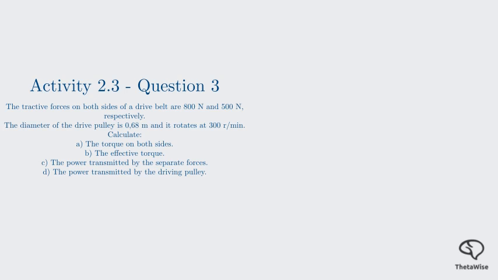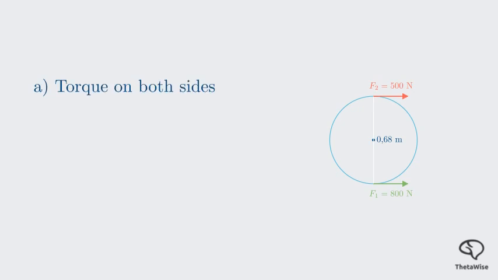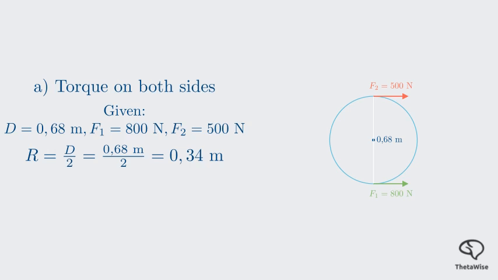This question is a multi-part problem that requires us to understand how forces and torque work in a pulley system. The problem refers to a pulley diagram. Let's draw it exactly as it appears in the text. We have a pulley with a diameter of 0.68 meters. There are two tractive forces acting on the belt, a larger force, F1, of 800 newtons, and a smaller force, F2, of 500 newtons. Let's tackle part A first, calculating the torque on both sides. We're given the diameter D, so we can find the radius R by dividing it by 2. R equals 0.68 meters divided by 2, which is 0.34 meters.